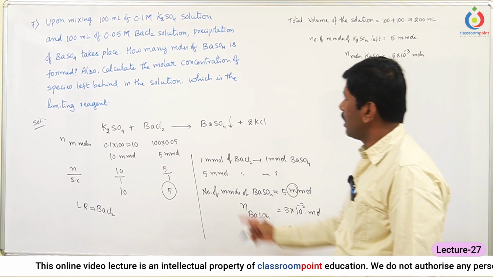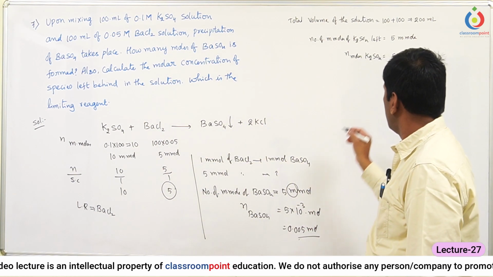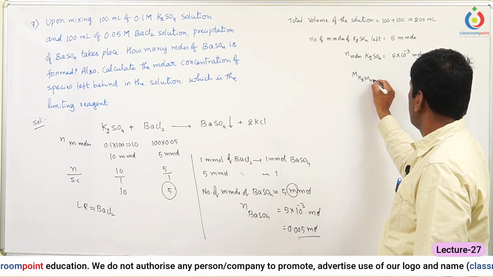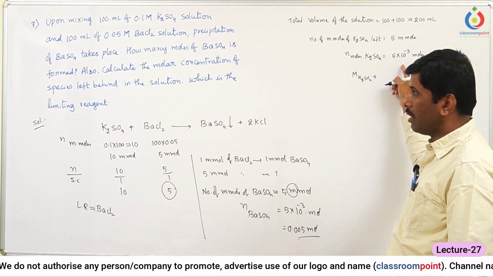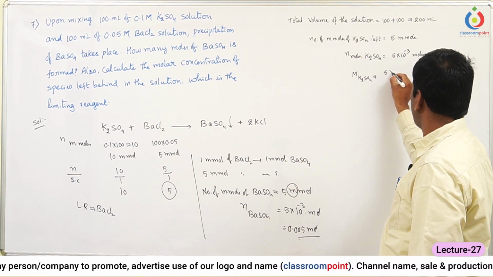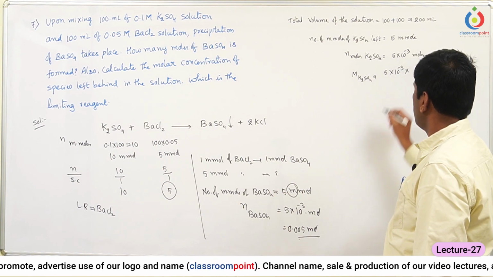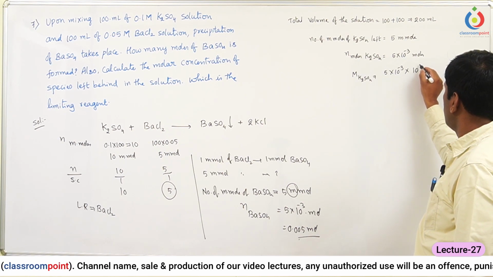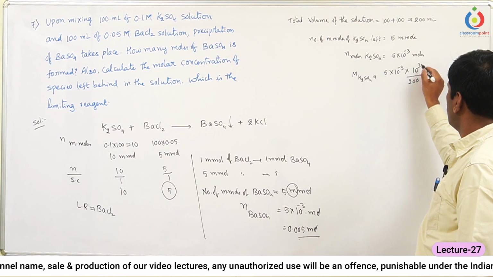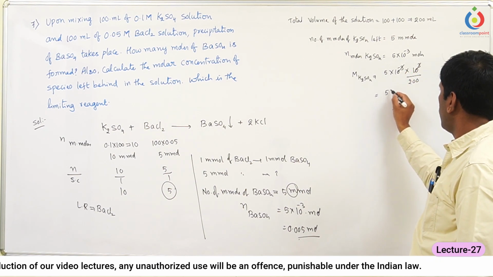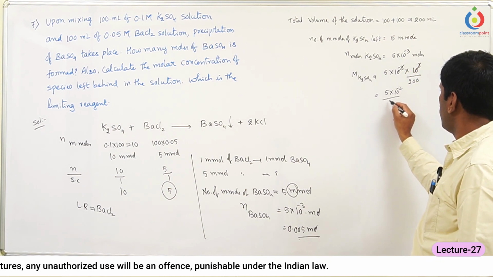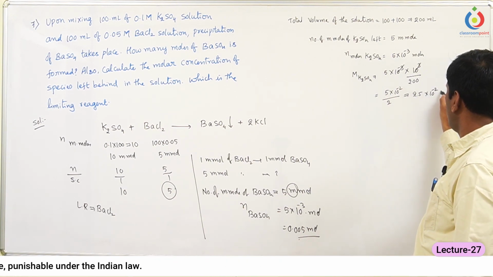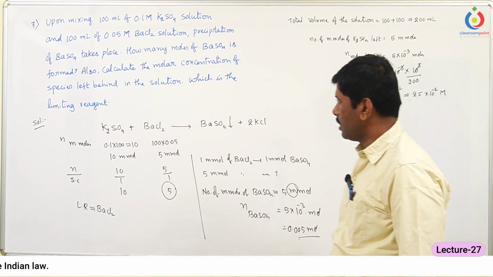Then they are asking to calculate the molar concentration. So the concentration, that means the molarity of potassium sulfate, equals the number of moles per liter. So the number of moles given here is 5 into 10 power minus 3. The given volume is 200 ml, that means 1000 by 200. So this value cancels out. So 5 into 10 power minus 2 by 2 equals 2.5 into 10 power minus 2, which is the molarity of the potassium sulfate.